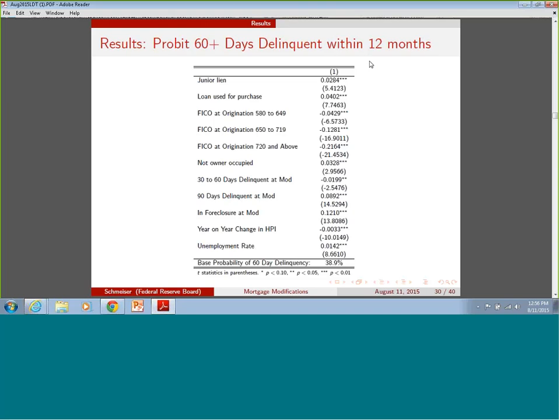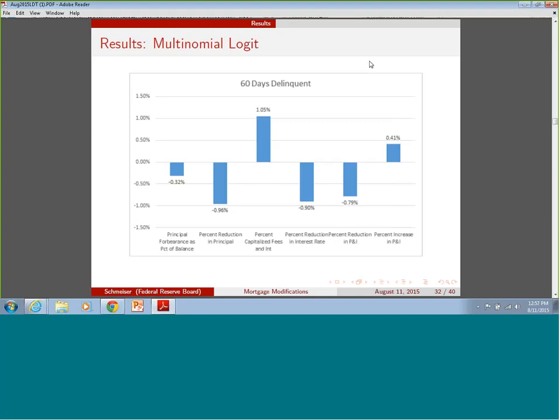All right, the multinomial logit results, I'm just going to present them as figures for ease of comparison. Here, looking at the status of being 60 days delinquent, you can see that basically any improvement to the terms of the loan through modification reduces the probability of being in default. Conversely, if you worsen the terms of the loan, it increases the probability that people redefault. So here you see we get about a third of a percent reduction for every 1% of the balance that's forborne, and basically a one-to-one ratio for principal reduction in terms of reduction in subsequent delinquency.